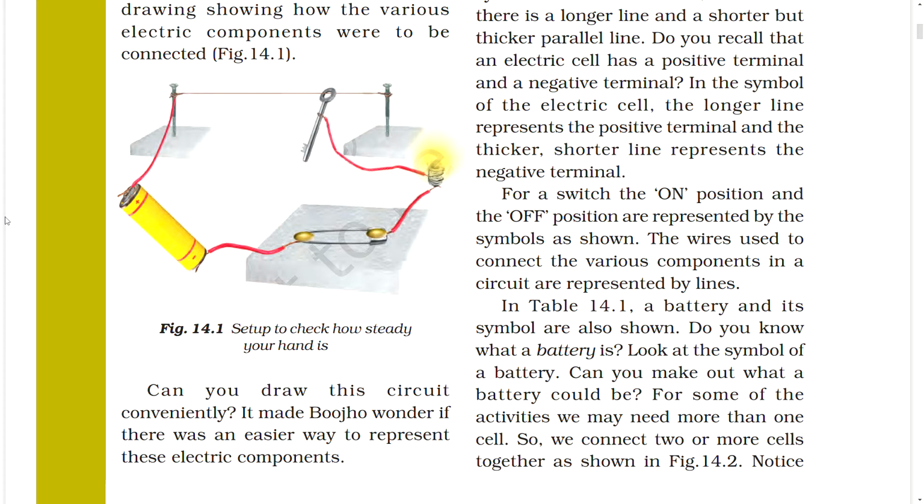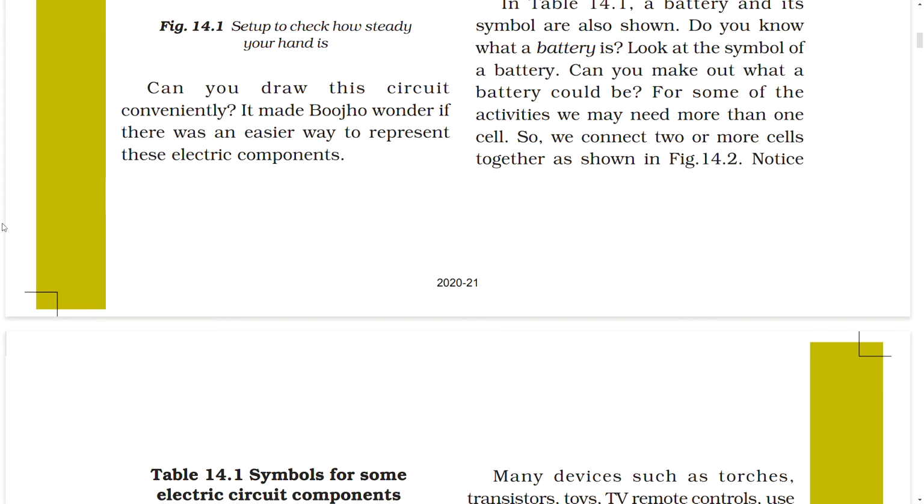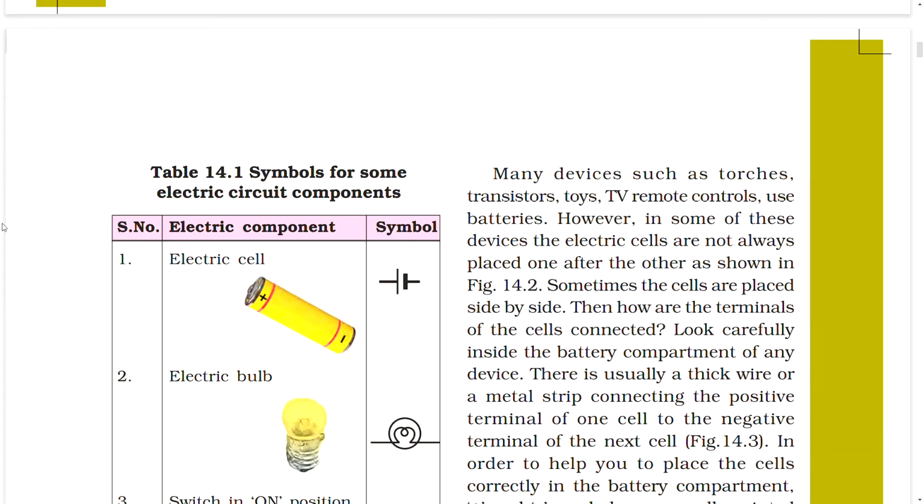In the table, a battery and its symbol are also shown. Do you know what a battery is? Look at the symbol of a battery. Can you make out what a battery could be? For some of the activities, we may need more than one cell. So we connect two or more cells together as shown in the figure. Notice the table of symbols for some electric circuit components.